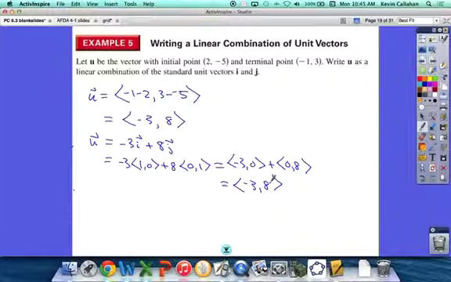So this is a linear combination of the standard unit vectors. And it's another way, other than the component form, to write a vector.